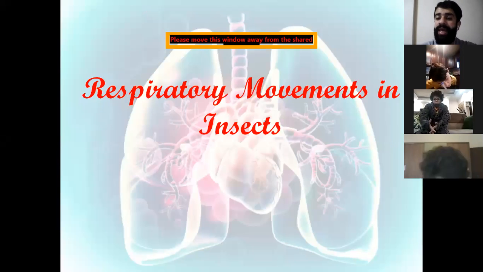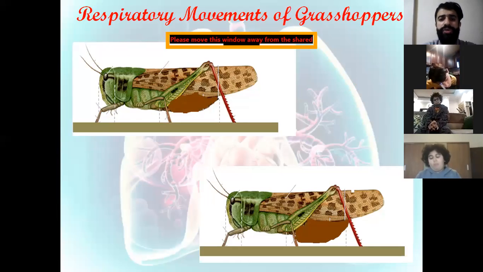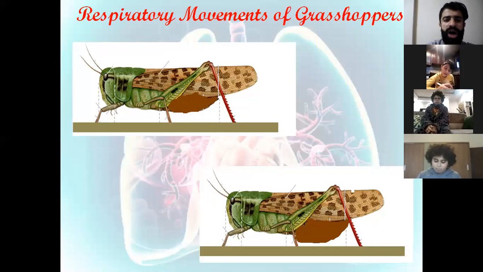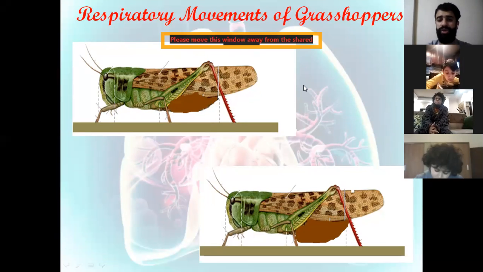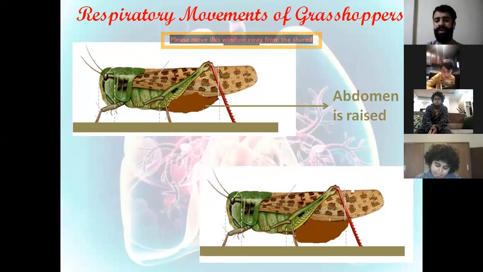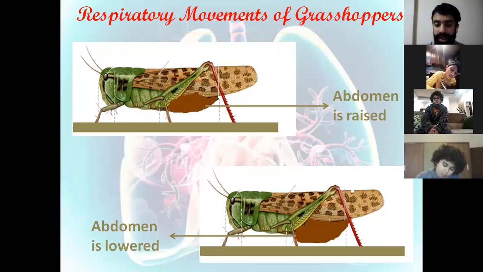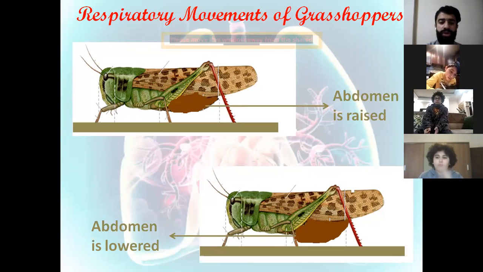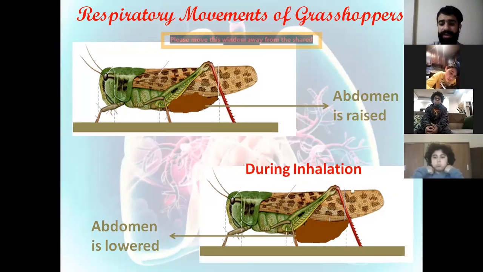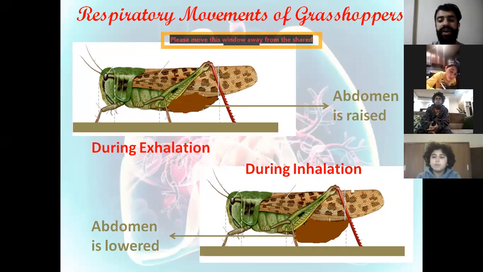Respiratory movements in insects. All of you know that the grasshopper is one of the known insects. This insect is called the grasshopper. In this case, the abdomen is raised. And in the second figure, the abdomen is lowered. Whenever the abdomen is raised or lowered, here we are talking about inhalation and exhalation. Whenever the abdomen is lowered, meaning that it's full of air, we have inhalation. Whenever it's raised, we have exhalation.